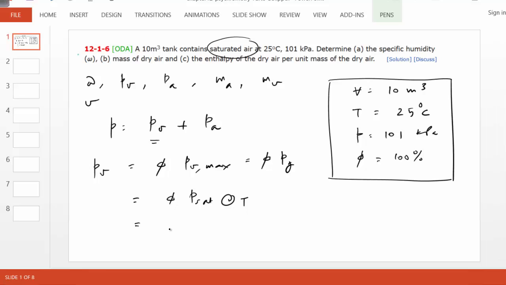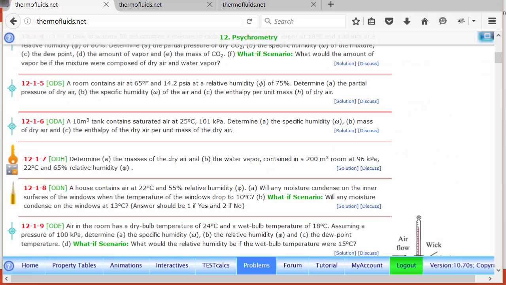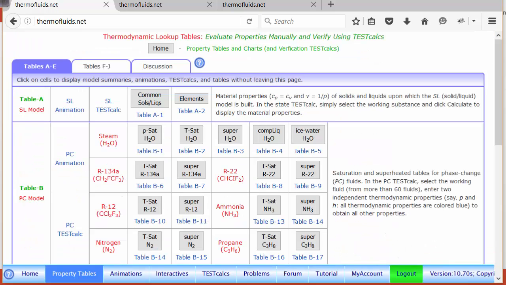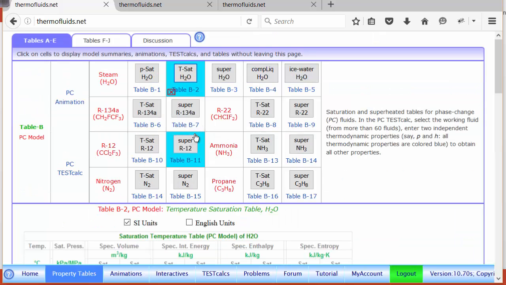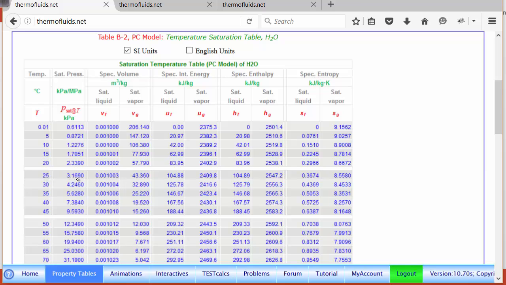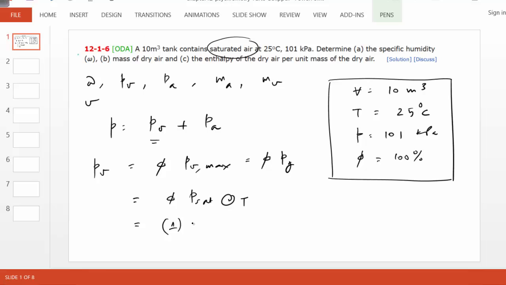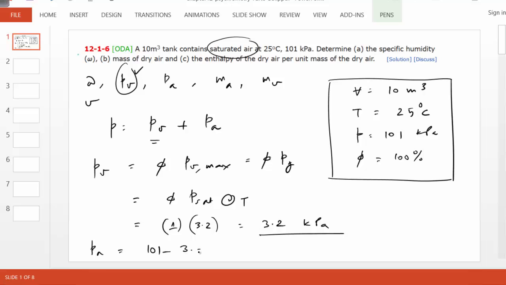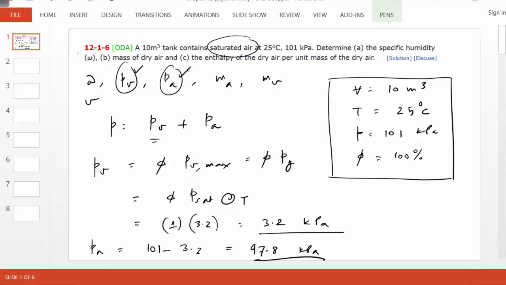In this case, phi is given to us as 1 or 100%, and P sat at 25 degrees Celsius we can quickly go and check. So we go to property tables, and to find the saturation pressure from a given temperature, we go to the temperature saturation table. At 25 it is 3.169 or 3.2 kPa. So we found PV. One thing is done, and therefore PA we can find from 101, the total pressure, minus 3.2 kPa. So PA is 101 minus 3.2, which is 97.8 kPa. So we already found two different quantities.